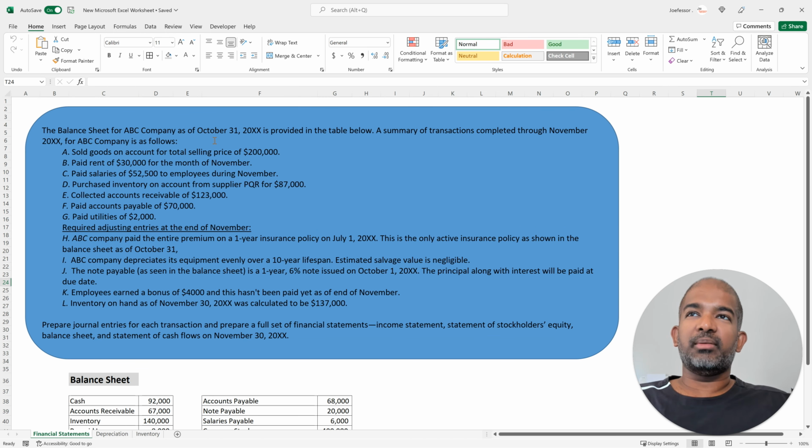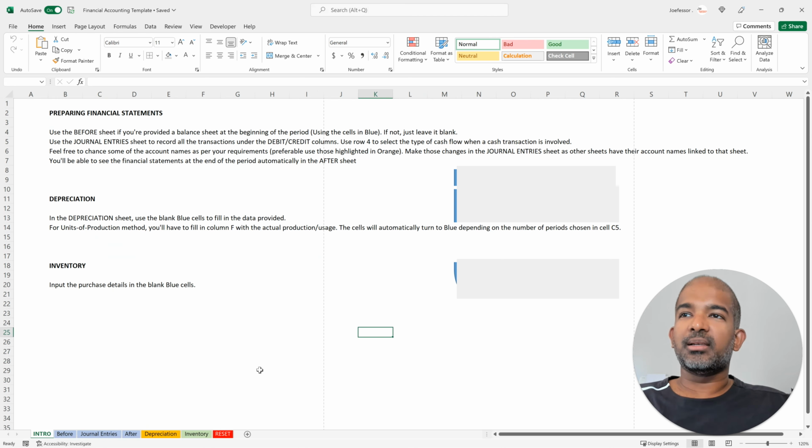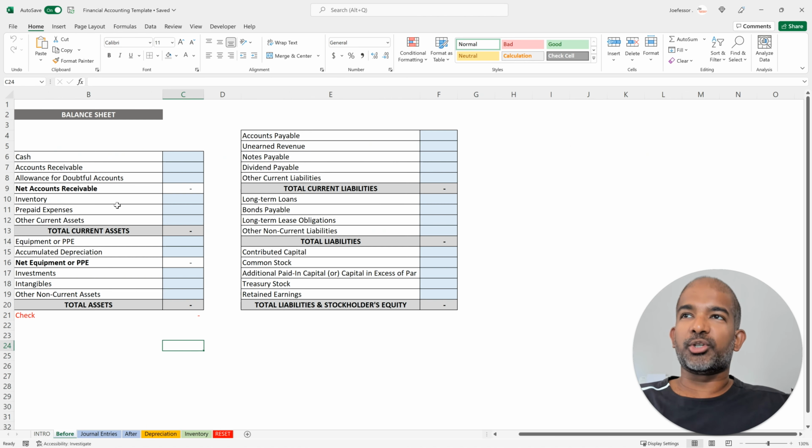So at the beginning of the period, you have a balance sheet, and then you have a set of journal entries, and then you'll have to create the financial statements at the end of the time period, which is end of November. For that, I'm going to first copy the balance sheet information into my before sheet. Remember, this is the sheet which I told you, where you can input the data at the beginning of the time period. So let's get started.